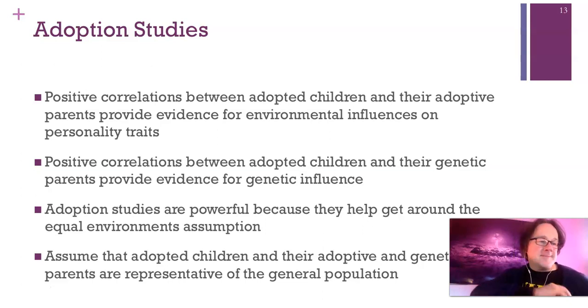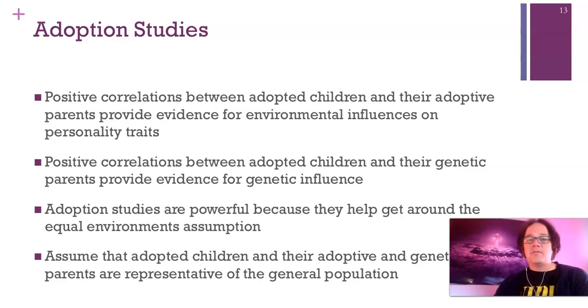So this can help us examine the heritability, but also the environmentality that might exist. So in adoption studies, positive correlations between adopted children and their genetic parents can provide evidence for genetic influence. This is, of course, if you're able to get a hold of the genetic parents. Sometimes that's not always possible.